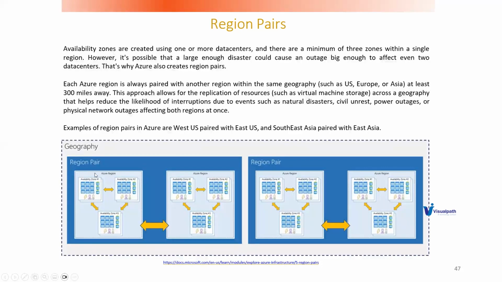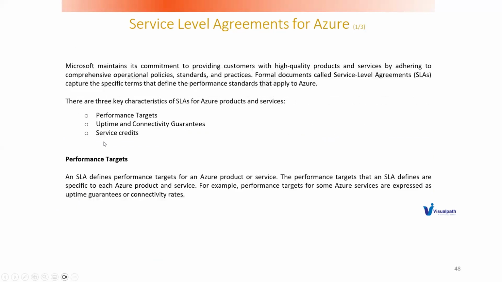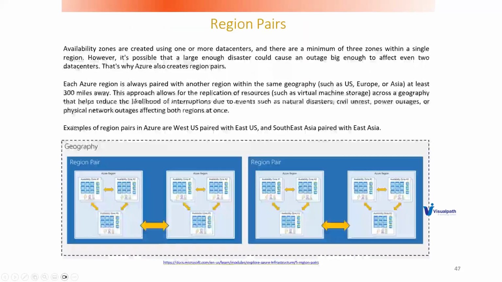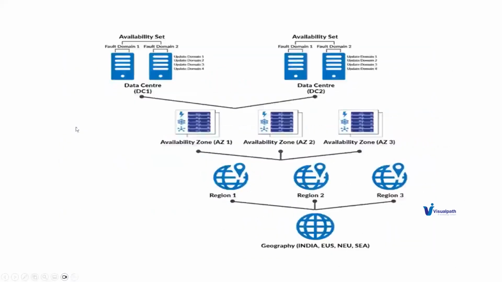So we have this region pair, basically. That is the way the region pairs are supposed to exist. So what is the thing that we created here? You can see here, right? We started with this geography. Geography is classified into different regions, and in these regions we have different availability zones.